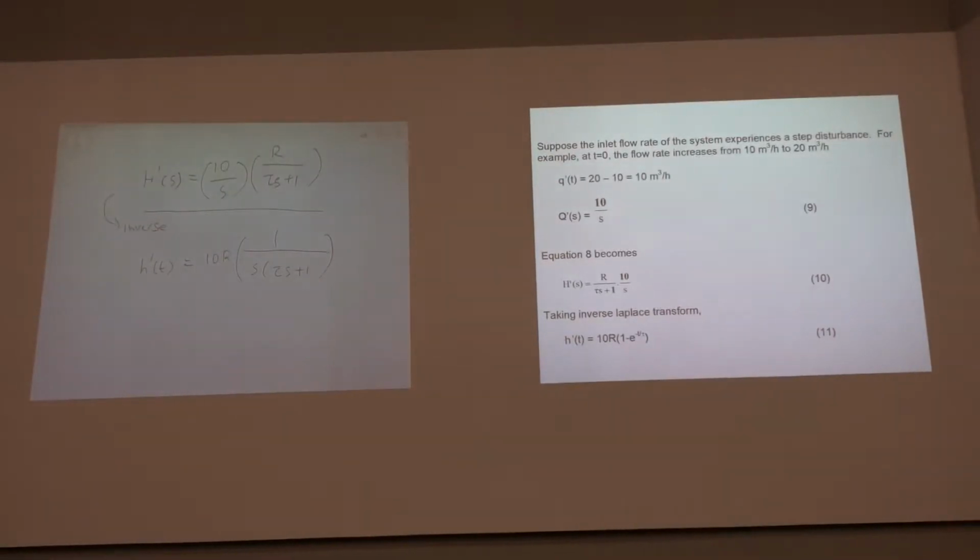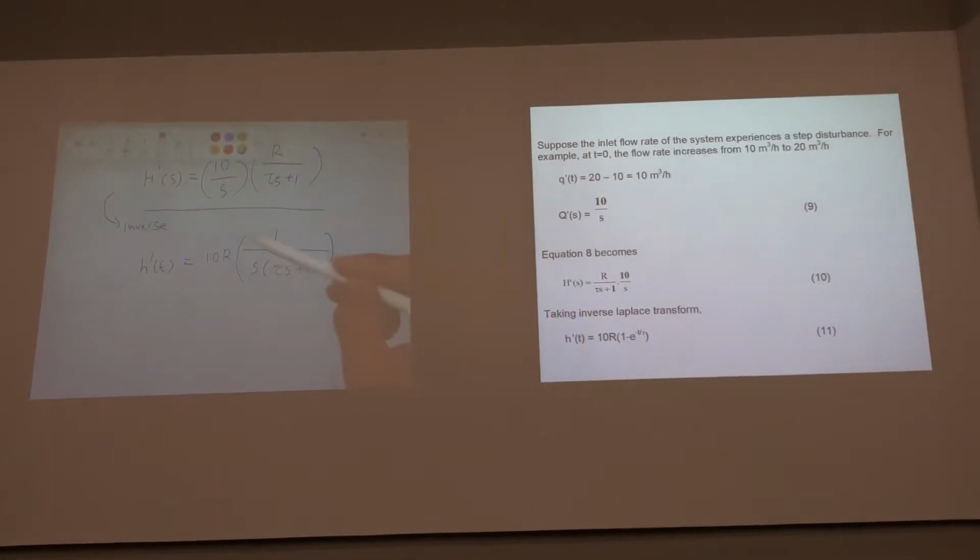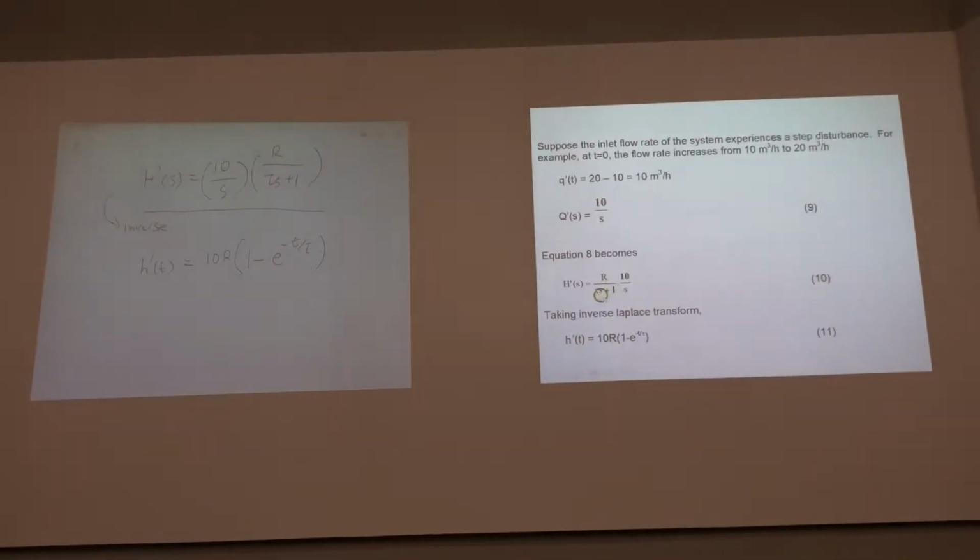So this entire thing, after its inverse, should be 1 minus e to the minus t divided by tau. This is how I got the last one here. From here, the inverse becomes here, 10R is here, and 1 over S times this becomes 1 minus e to the minus t over tau here. And this is what we have over here.